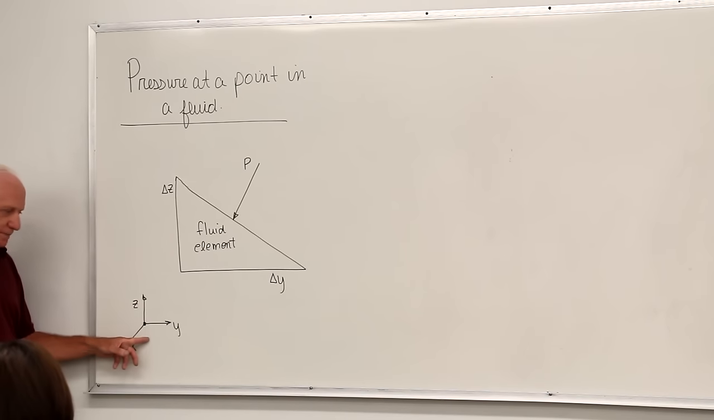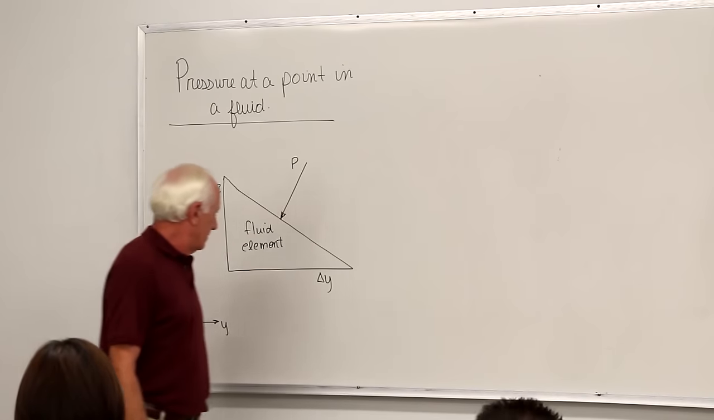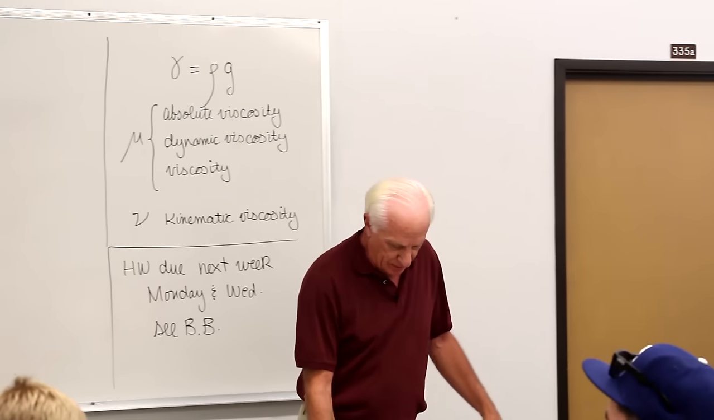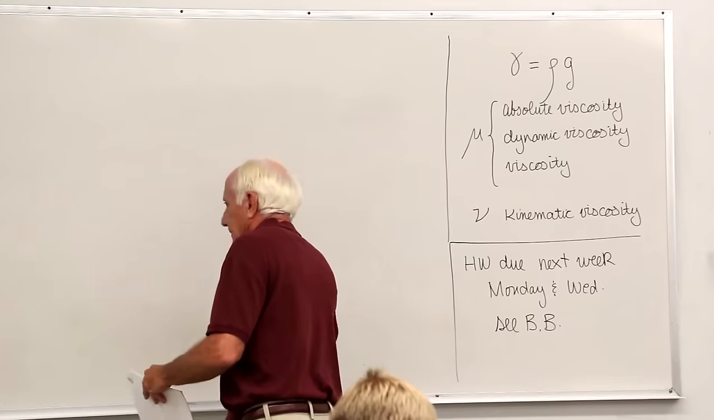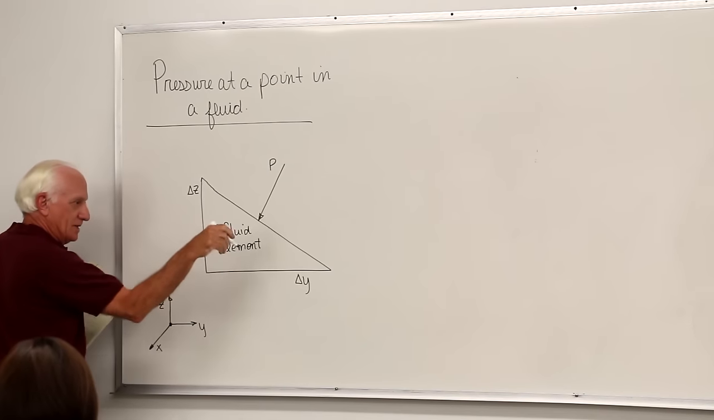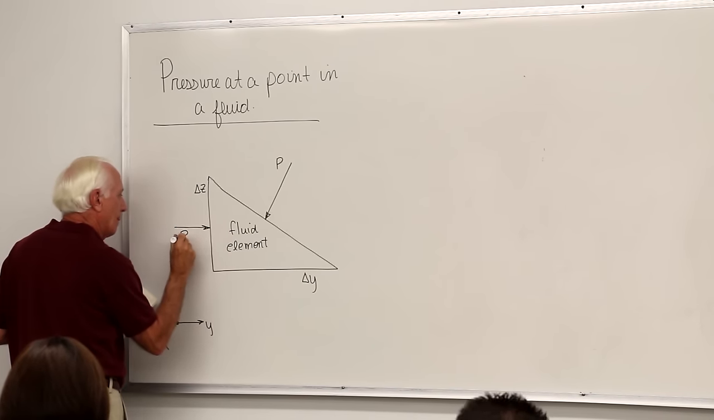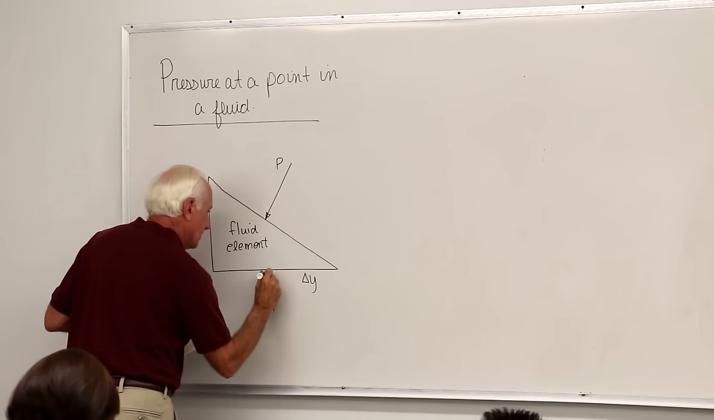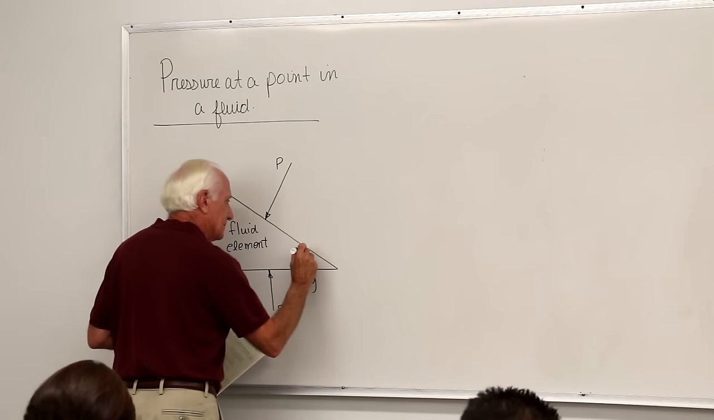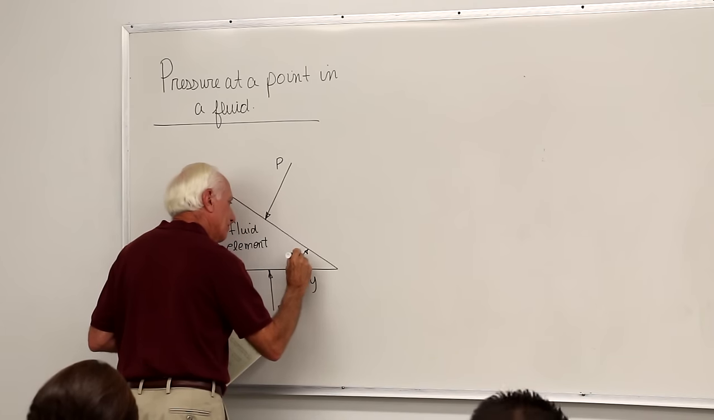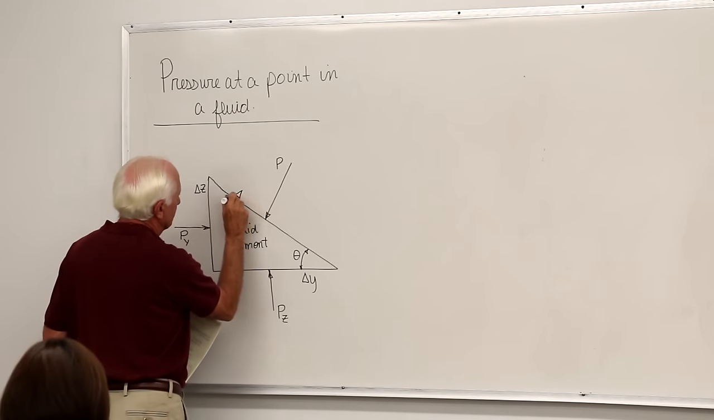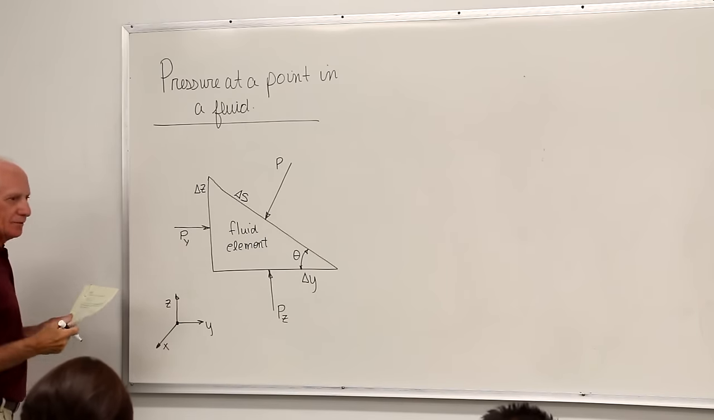Delta Z, here's the coordinate system, delta Z vertical, delta Y on the Y-axis. We're assuming one unit depth into the paper. Let's put down the other pressures on here. We'll call this pressure the pressure pointing in the Y direction. We'll call this pressure the pressure pointing in the Z direction. And this angle is theta. This distance here we call delta S, the hypotenuse, delta S.